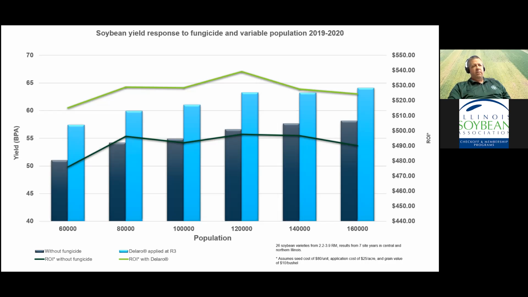But typically what we've seen, and this is pretty consistent, is that around 120,000 population with a fungicide is our most profitable configuration when we factor in the application cost of the fungicide, the value of the crop, and the seed cost.